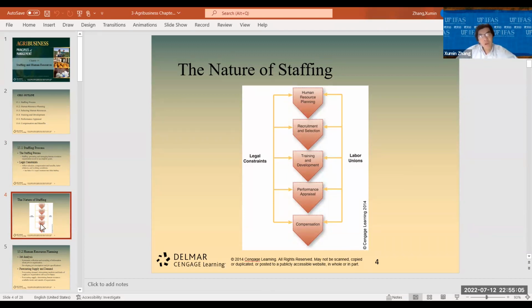The staffing process, as you can see, although this is quite small. Human resource planning, or the staffing human resource planning, is actually similar to the organizing process. But the organizing process is for the whole company, right?